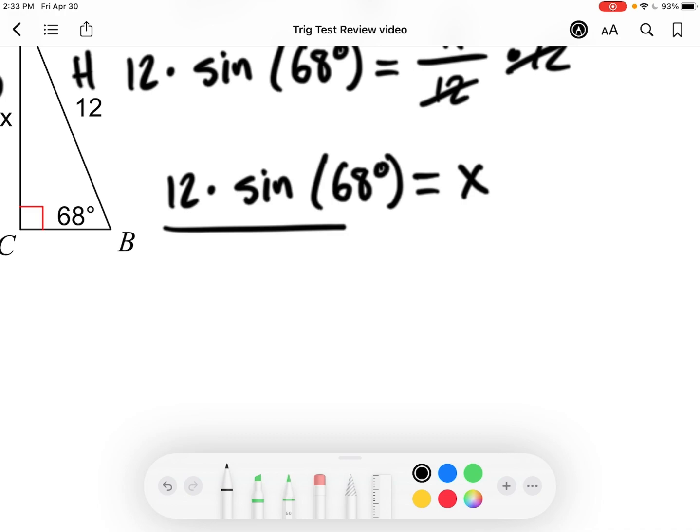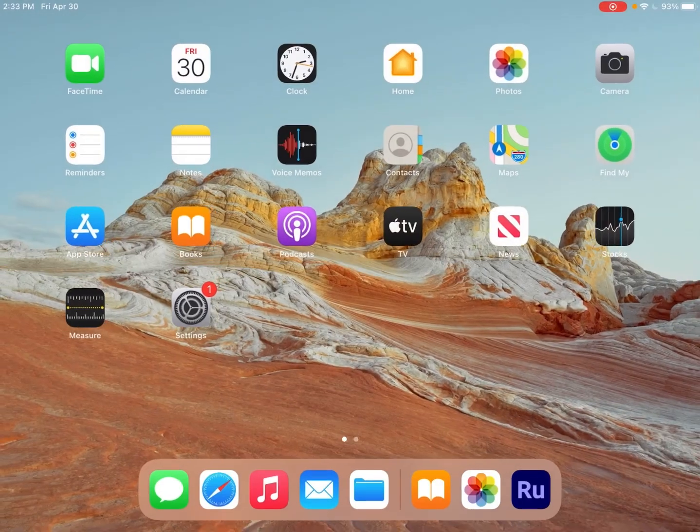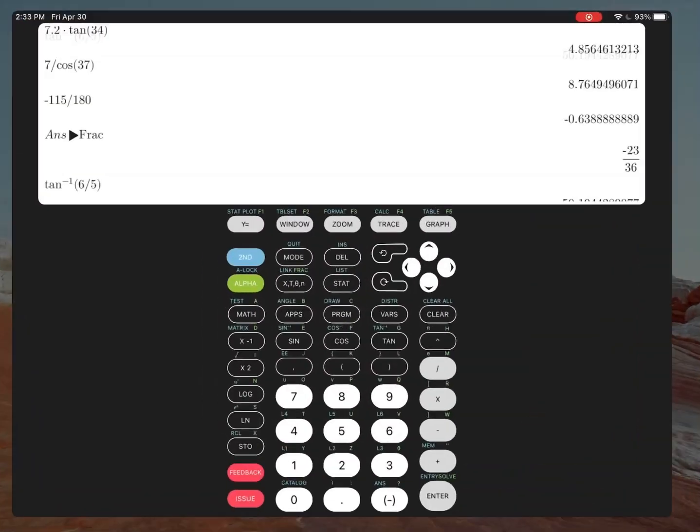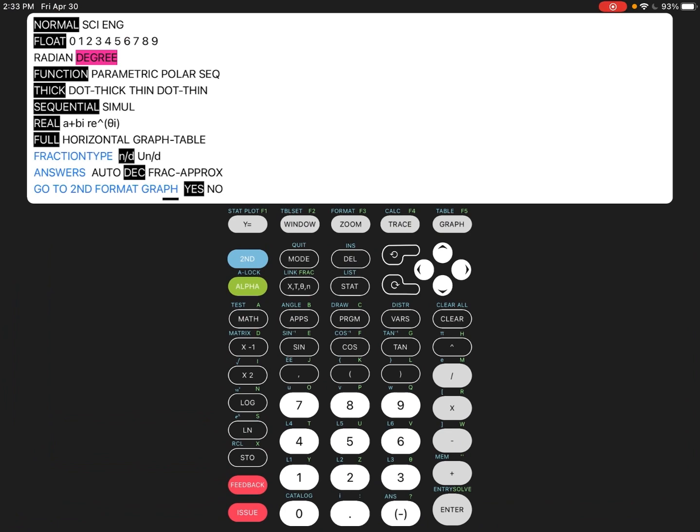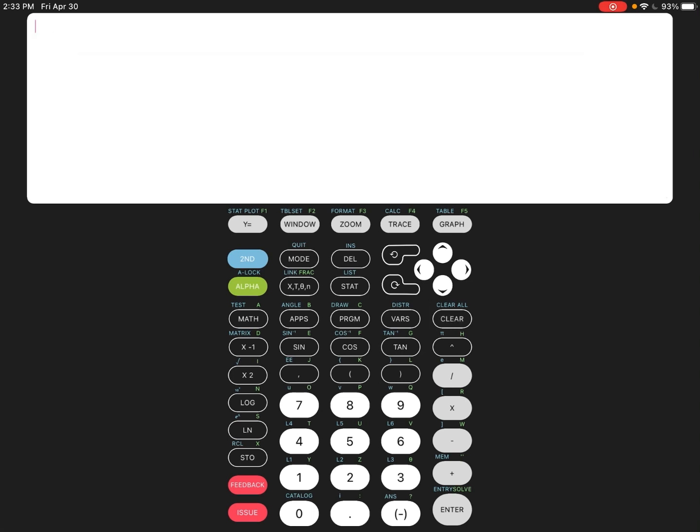So now this is what you're going to type into your calculator. You're going to go to your calculator. You want to make sure that you click mode first before you get started, and you want to make sure that degrees is highlighted. So here it's highlighted in pink. If I go away from it, it's highlighted in black. So you want to make sure that degrees is highlighted, because if not, you're going to get the incorrect answer. So we're going to type 12 times sine of 68 degrees. Click enter and you get 11.12.